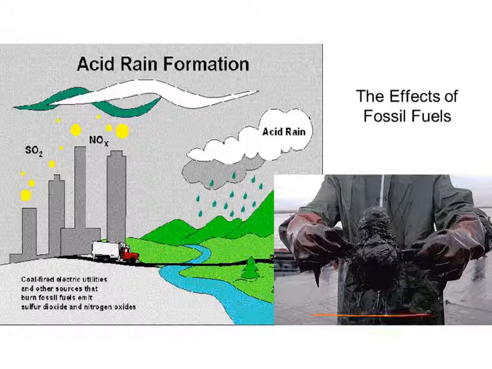Now, what these pictures show are a couple of the effects of fossil fuels. This one here shows a bird that has been covered in an oil spill. Most animals that are involved in an oil spill have a high chance of non-survival. And then this picture over here shows acid rain formation. Coal-fired electric utilities and other sources that burn fossil fuels emit sulfur dioxide, nitrogen oxides and carbon dioxide. And what these gases do, along with CO2, and CO2 is one of the major ones, when they combine with the atmosphere, they start to produce acid rain.